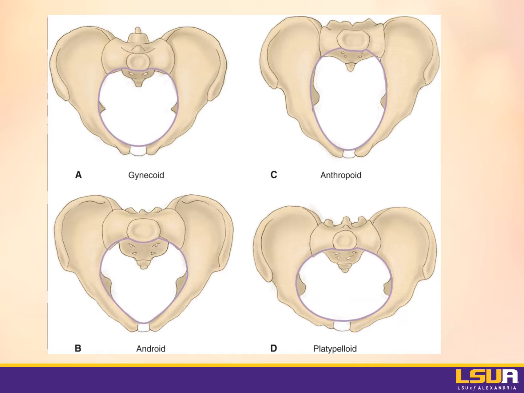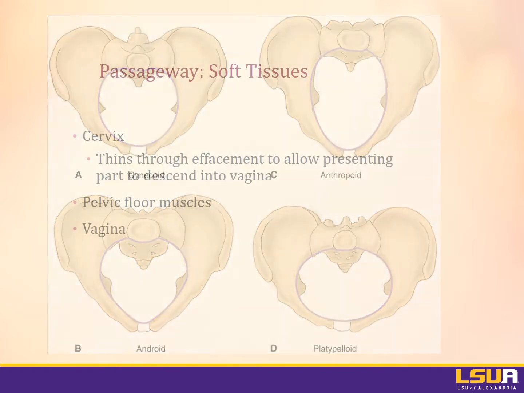Ischial spines is where we measure what station the baby's head is in, so we can determine if they're ready for mom to go ahead and push for the baby to be successfully delivered.